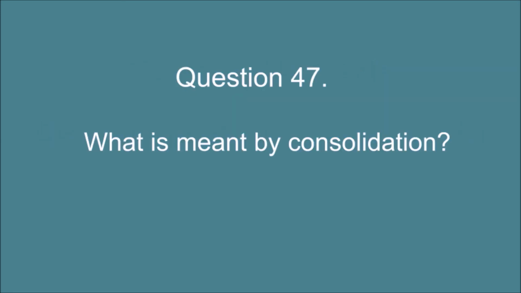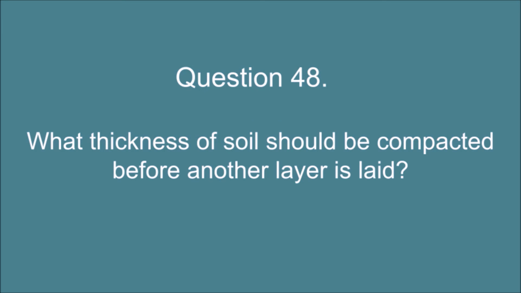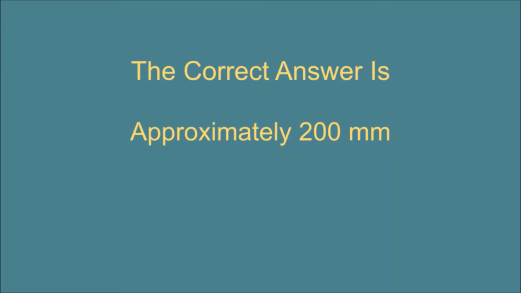Question 47. What is meant by consolidation? The correct answer is the removal of water to increase soil density. Question 48. What thickness of soil should be compacted before another layer is laid? The correct answer is approximately 200 millimeters.